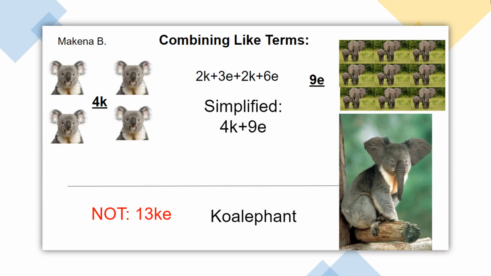This is a slide created by one of my students to emphasize like terms. So here's the original expression. If we have 2k plus 2k, that's 4k, representing koalas in this situation, plus 3e plus 6e, that would be 9e, representing elephants. So 2 plus 2 is 4, 3 plus 6 is 9, and you have to stop with 4k plus 9e. The mistake would be combining these and getting this, which would then result in a weird hybrid.